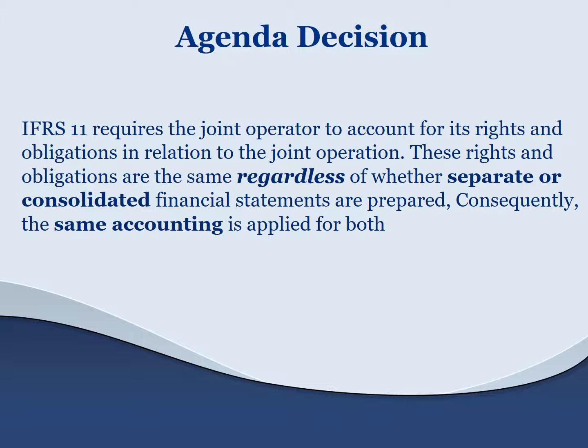This is an important move away from the accounting that used to apply in IAS 31 under the proportionate consolidation model. Under proportionate consolidation, in the separate accounts of a joint operator, it would simply account for its interest in the joint operation as a single line item. And then it would bring in the proportionate consolidation as a consolidation step in order to prepare group accounts for that operator.